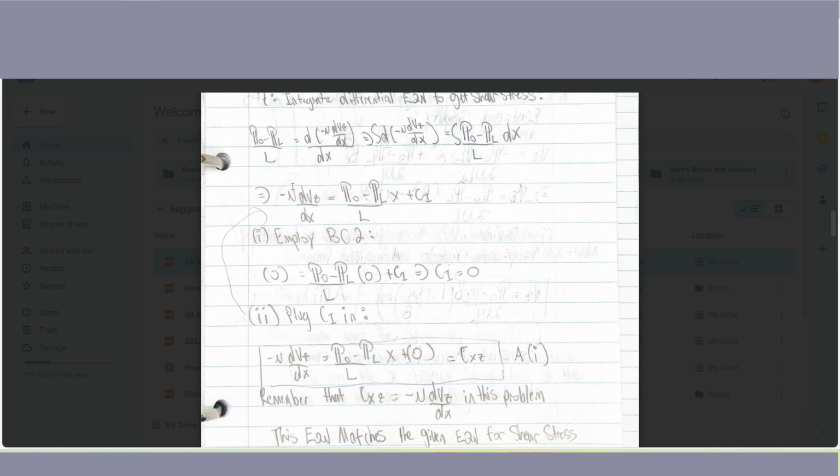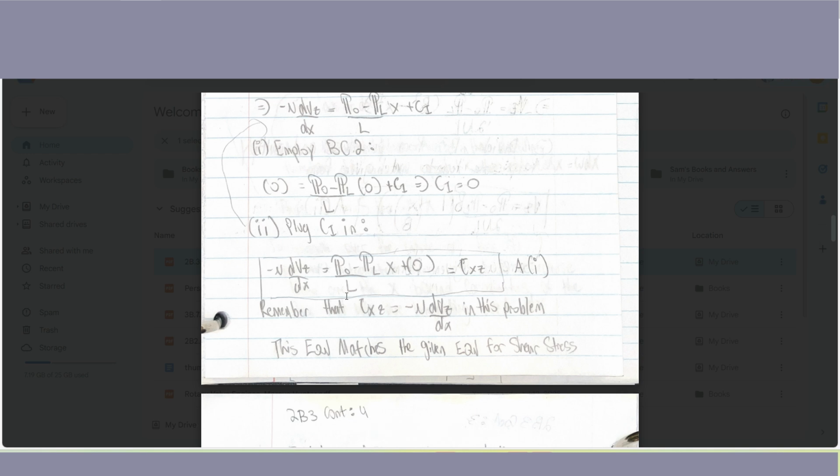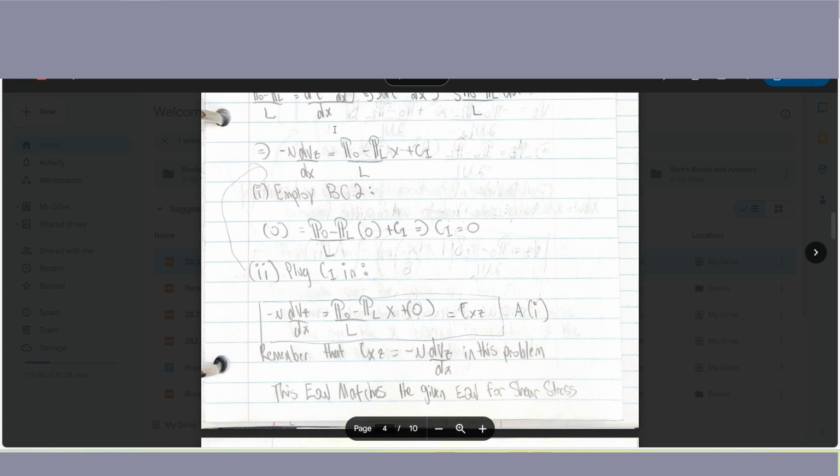So yeah, tau x z, why is my mouse not working? Tau x z equals 0 when x equals 0. So you're just plugging in 0 for that, 0 for this, and we get C1 equals 0. So we can plug C1 into this equation, and it's just 0.